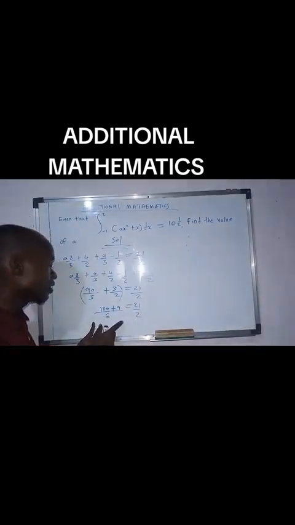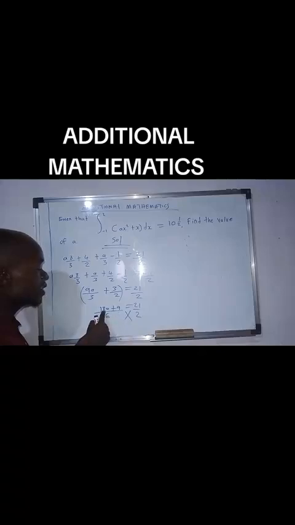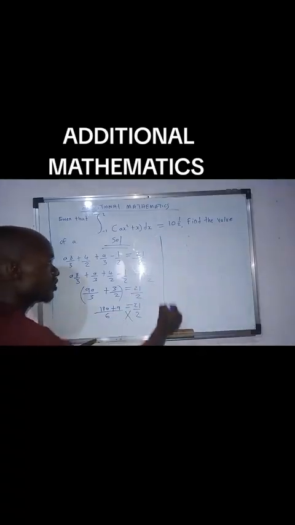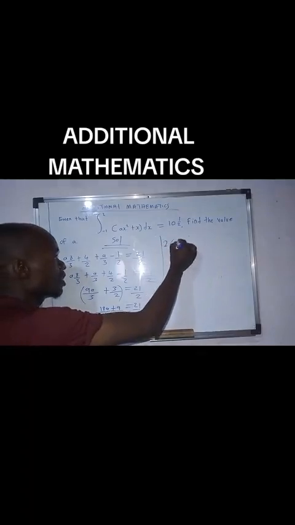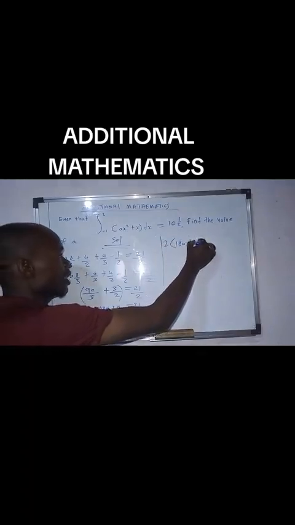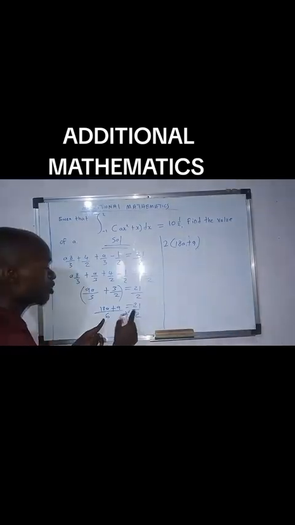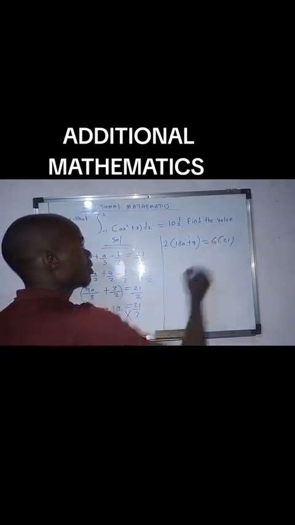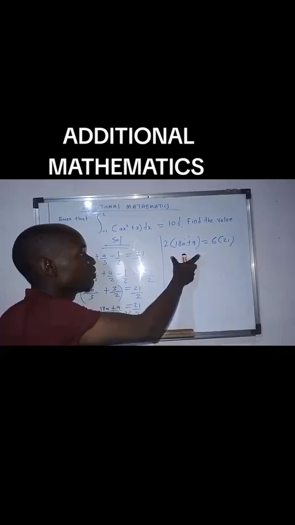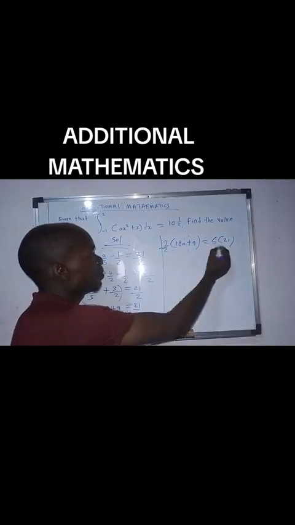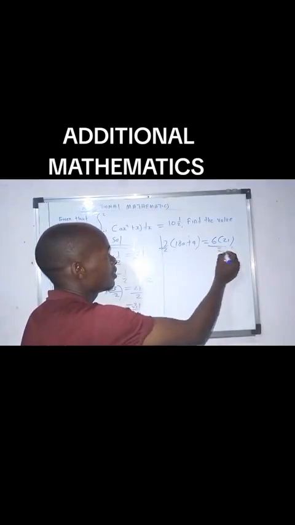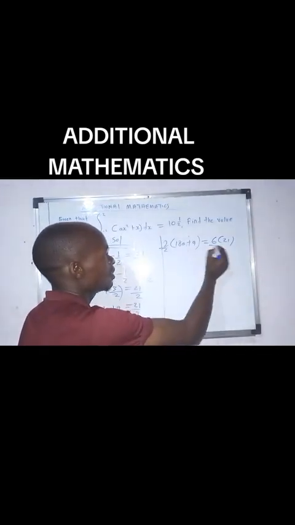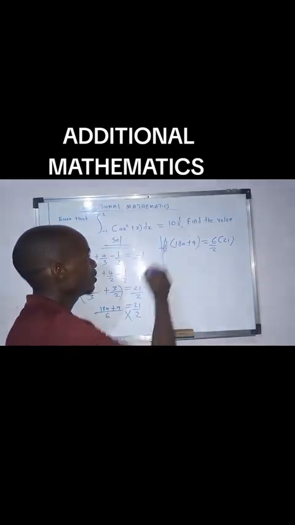Now from here, we know that 18a plus 9 we cannot add, meaning we have to cross multiply. So this 2 will multiply with 18a plus 9. So I'll show it here. I will say 2 will multiply with 18a plus 9. Then this 6 I multiply with 21. So equals 6 multiplied by 21. So for me to find a, I divide this side by 2, and this side I divide by 2. Okay, from here I just want to divide by 6. Then this will be cancelled.